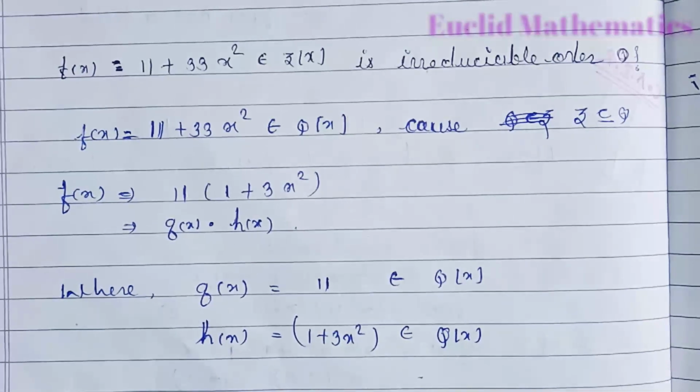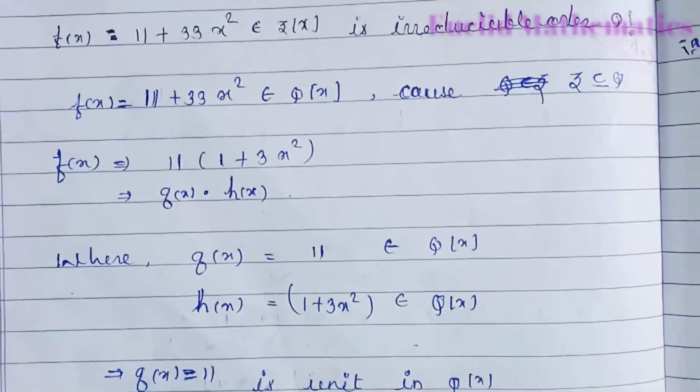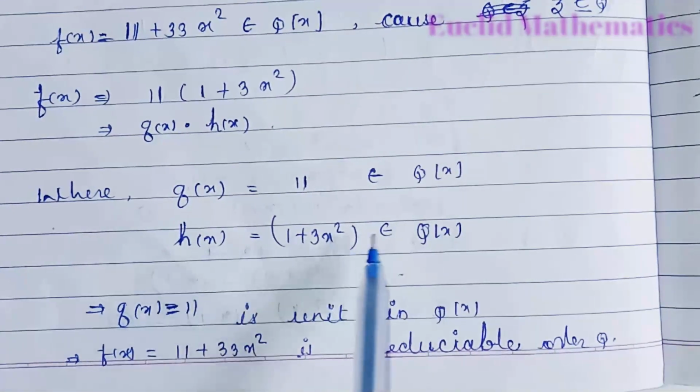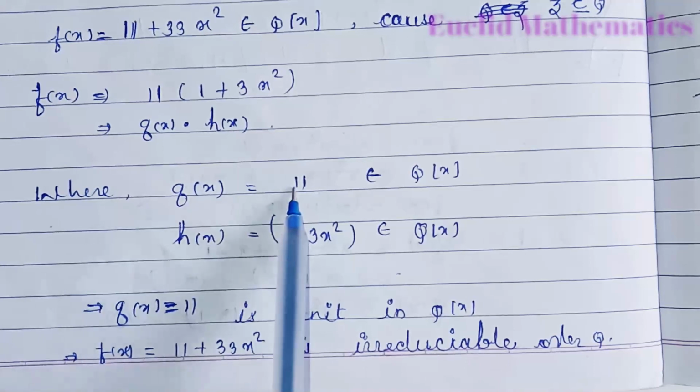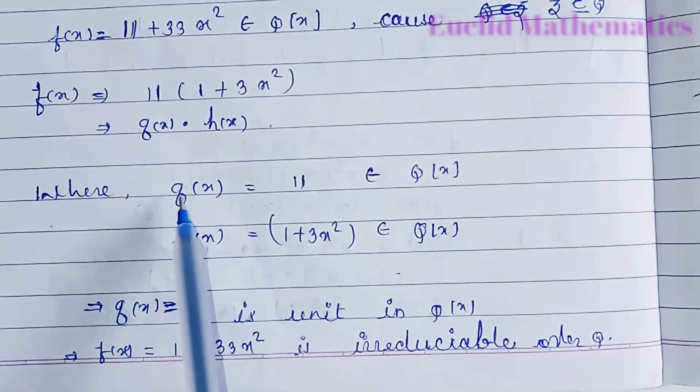Okay, so we can see that the polynomial is also rational. That means q of x is part of the rational polynomials. So here h of x is a part of the rational polynomial. So g of x is 11 and h of x is 1 plus 3x square. So we factorize these two in the form of g of x and h of x.